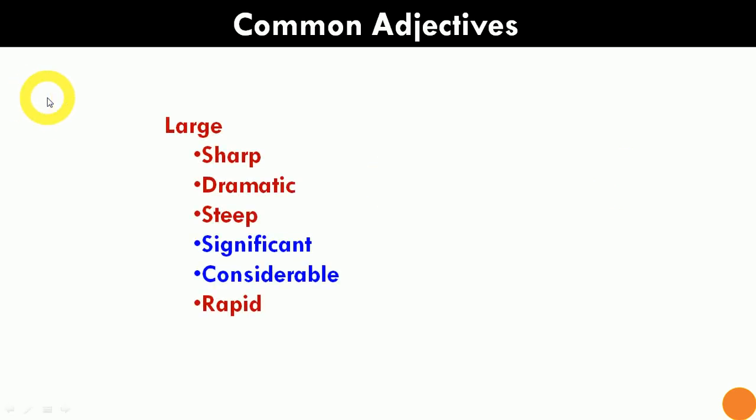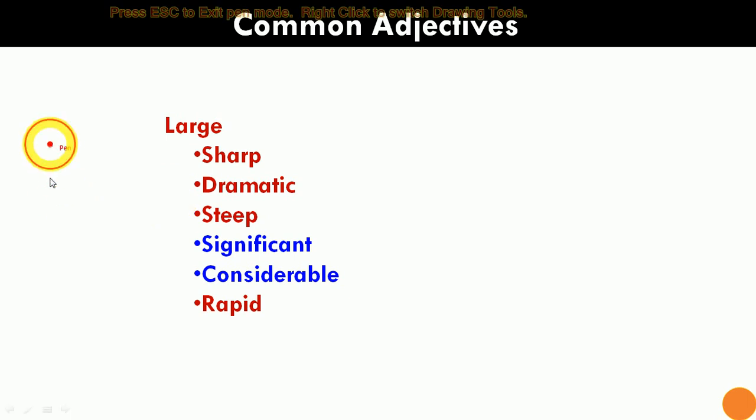So if the difference is large, if you look at the sample graph, let's say I'm given a graph like this. If I have the line like this, here we can see that the change between two numbers, let's say these two, is very large. In this case the adjectives will be: sharp, dramatic, steep, significant, considerable or rapid.